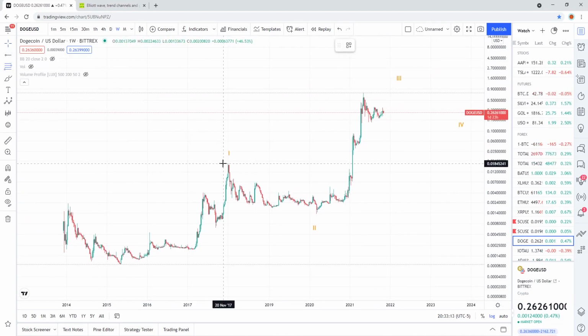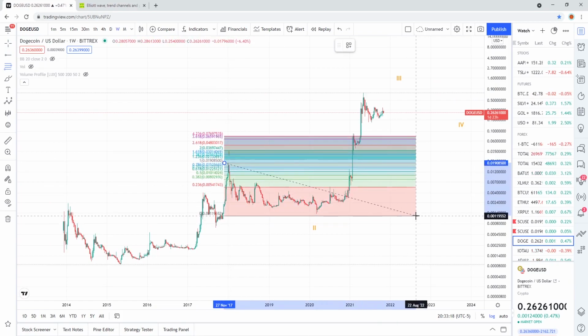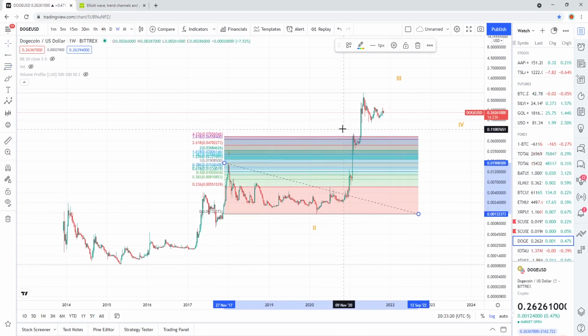Also, if you take a look at Dogecoin, 4.236, drawn from the top of cycle wave 1 to the bottom of cycle wave 2, you can see how much higher it went than that 4.236. Usually these third waves tend to explode and go way beyond measurements. This is typically what you see in these crypto markets.